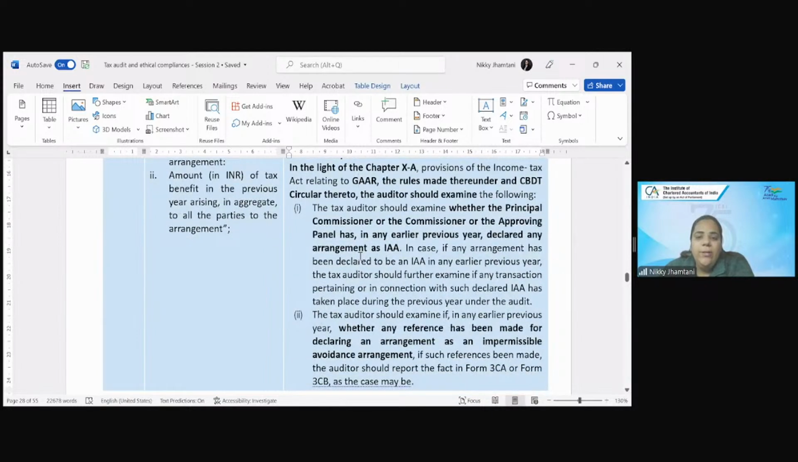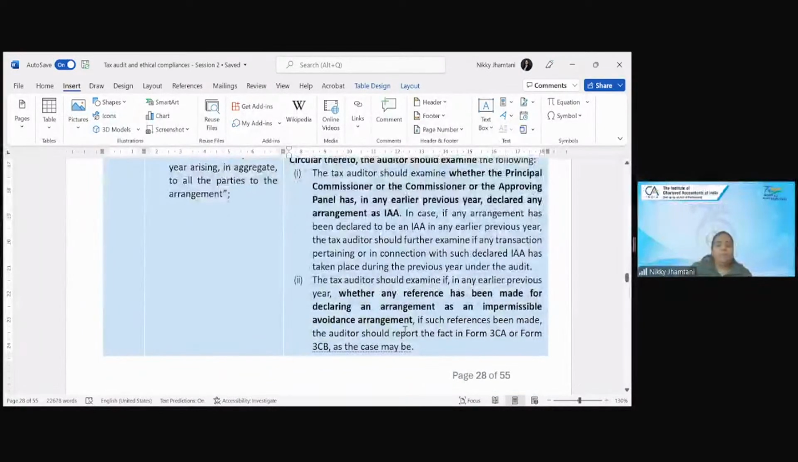The tax auditor should examine whether the principal commissioner or commissioner or approving panel has in any earlier previous year declared any arrangement as an IAA. In case any arrangement has been declared to be an IAA in any earlier previous year, the tax auditor should further examine if any transaction pertaining or in connection with a declared IAA has taken place during the previous year under the audit. The tax auditor should examine if in any earlier previous year whether any reference has been made for declaring an arrangement as an IAA.